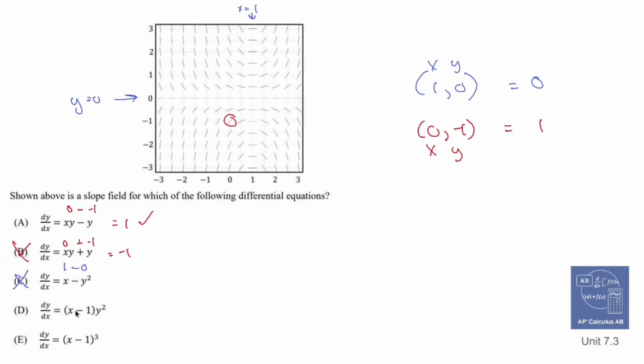If x is 0, I get 0 minus 1, which is negative 1, times y squared, which is negative 1 times positive 1, because negative 1 squared is going to be positive 1. You end up being negative 1, so D is not an option. And last but not least, if I plug in 0 here, I get 0 minus 1 cubed, which is negative 1 cubed, which is also negative 1. So E is not going to work. So A's got to be my guy.